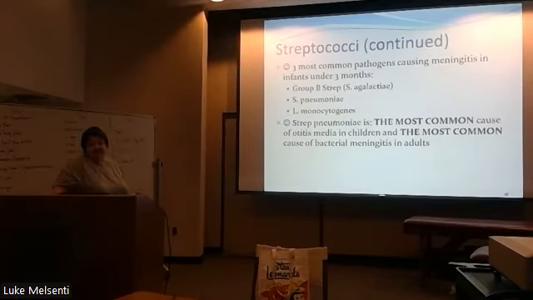Last slide here on the strep. Any place that has a smiley face, any place that has bold stuff, that's probably stuff that you want to focus on. The 3 most common pathogens causing meningitis in infants under 3 months: Group B strep, B for baby, strep agalactiae; strep pneumoniae; and listeria. Here's our friend listeria again. Strep pneumonia is the most common cause of ear infections in children and the most common cause of bacterial meningitis in adults. That's why I pointed out before about ear infections in kids, how that's a little bit unique to the age group.